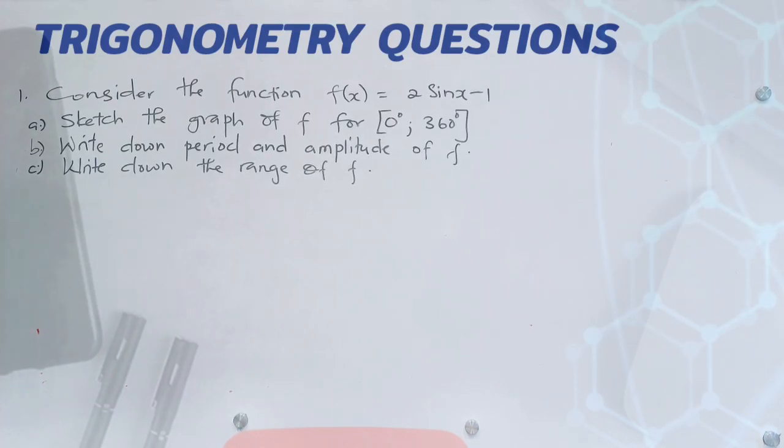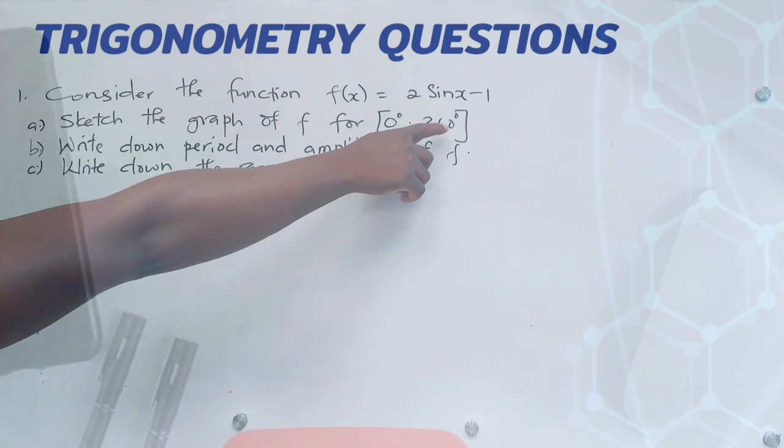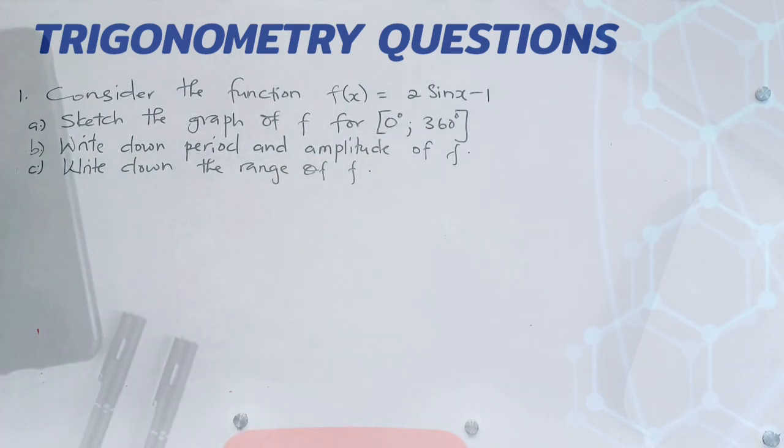Given the question, consider the function f of x is equal to 2 sine x minus 1. Sketch the graph of f for 0 is less than or equal to x, which is less than or equal to 360 degrees. So here we are just given the range of our x-axis. Then write down the period and amplitude of f. Then write down the range of f.